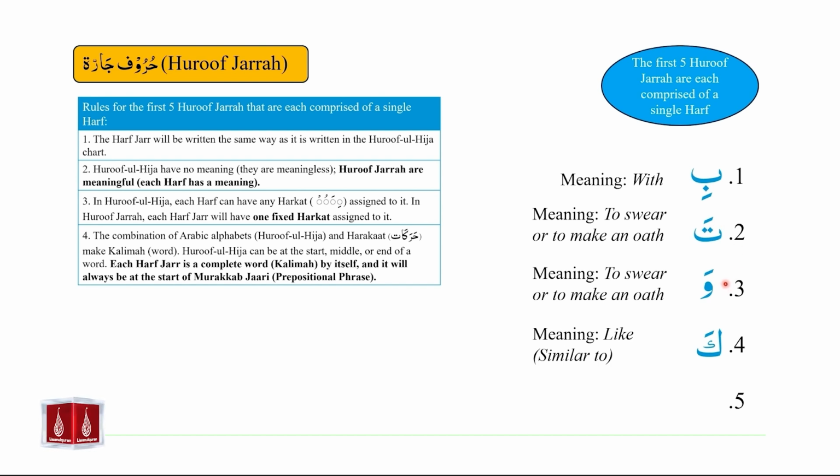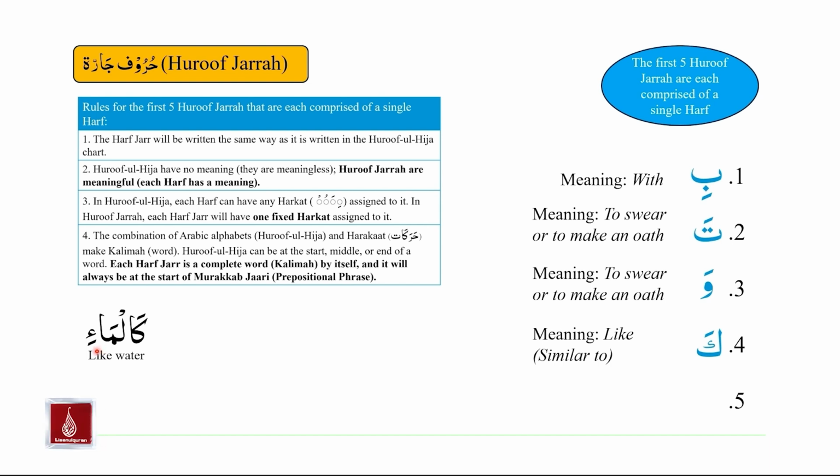Similarly, waw harf-e-jar will have the fixed harkat of zabar on it, and kaf harf-e-jar will have the fixed harkat of zabar on it. An example of the use of kaf harf-e-jar is kal ma'i, which means like water or similar to water. Here we have kaf harf-e-jar at the beginning of the murakkab and it is followed by al-ma'i, which means water, and we will notice that it is majrur or in the jar status.